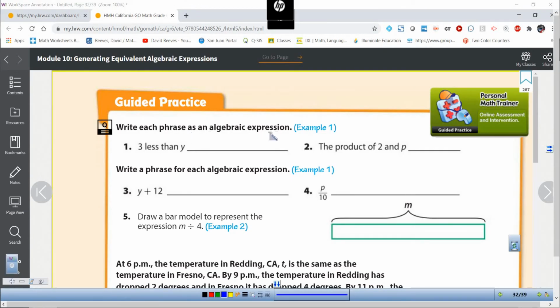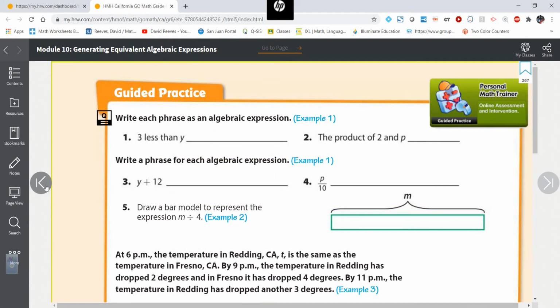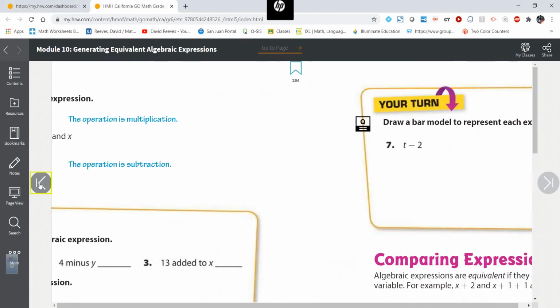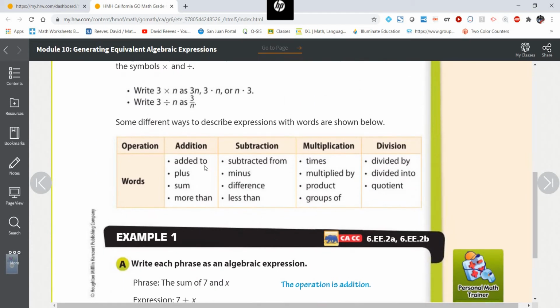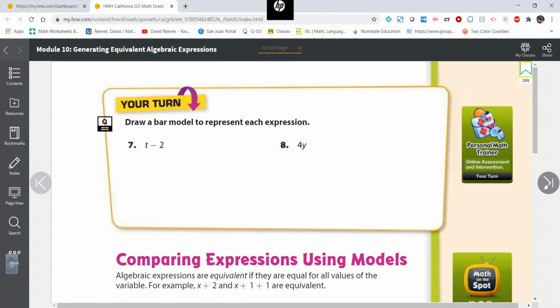So it says write each phrase as an algebraic expression. So 3 less than y. So the first thing we have to ask ourselves is what operation is less than. All right, so if we were to go back to that table we have, in fact, I'll go back there real quickly. This is something that you can turn to in your online textbook on page 263. These are words and phrases that you need to memorize. Basically, we see that less than goes with subtraction. But remember, less than means to subtract from.